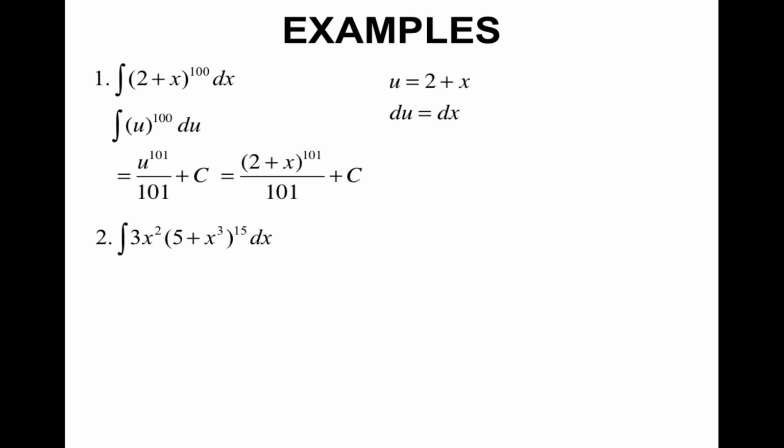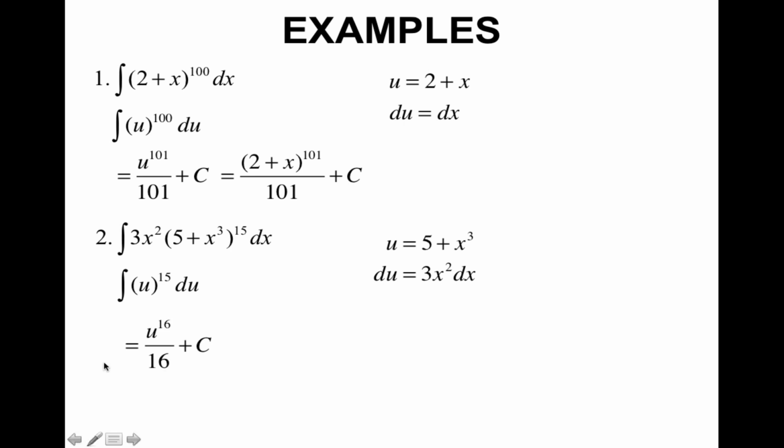For number 2, you should have let u equal 5 plus x cubed, so that the du is 3x squared dx. And as you can see, we have a 3x squared and a dx, so that will be my du. And the 5 plus x cubed will be my u. So now I'm integrating u to the 15. Add 1 to the exponent, divide by the new exponent, and replace u with 5 plus x cubed to get this as your final answer.